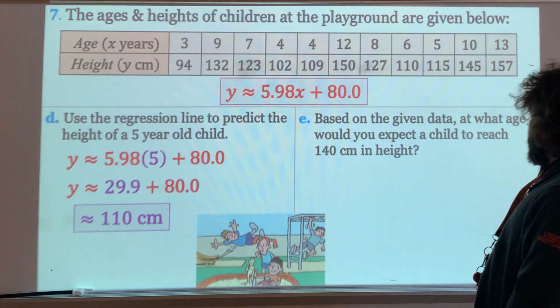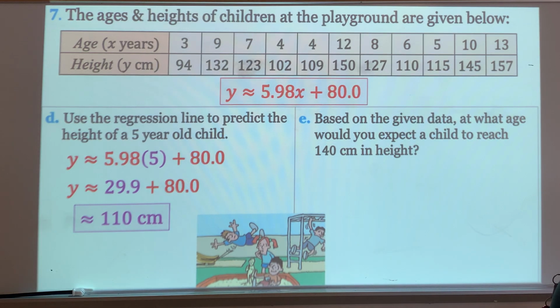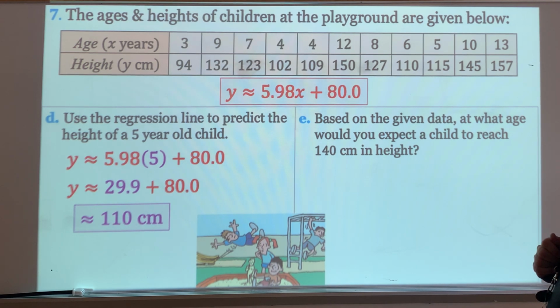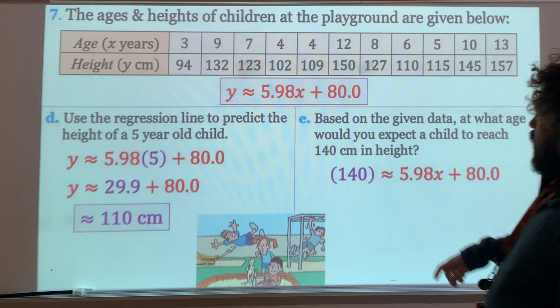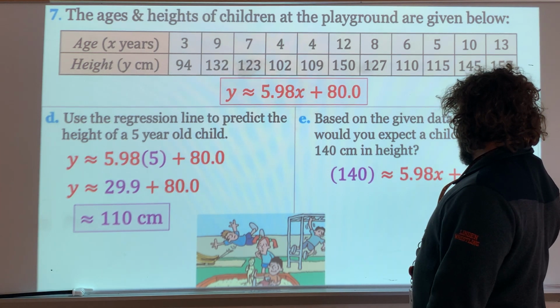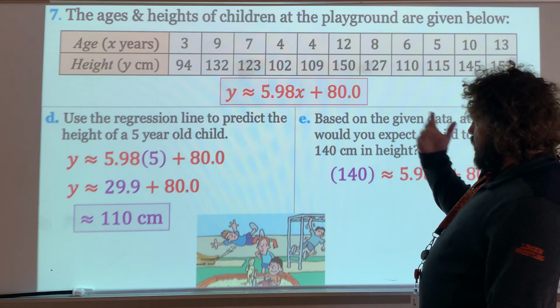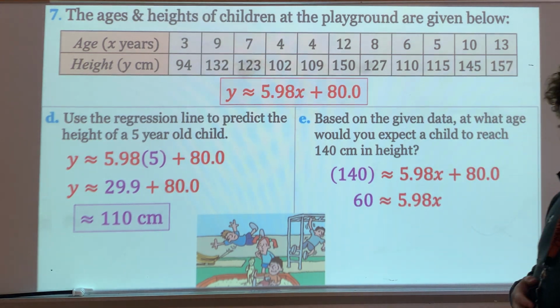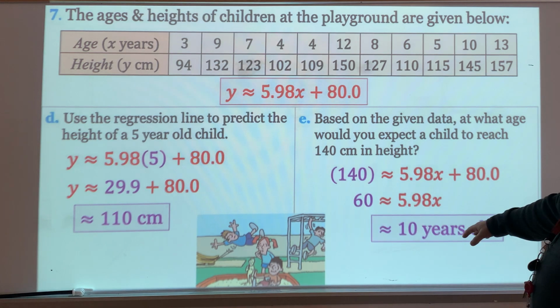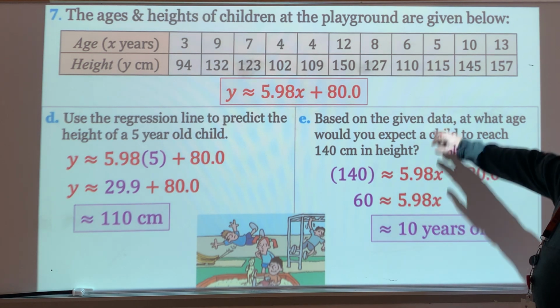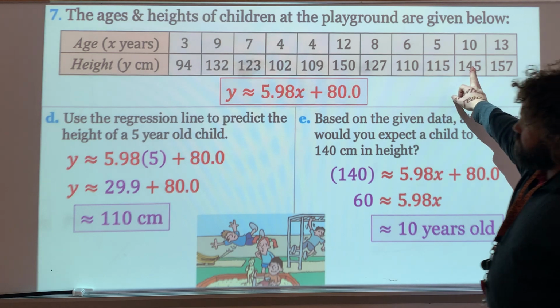Based on the given data, what age would you expect them to reach 140 centimeters in height? All right. 140 is approximately 5.98x plus 80. Subtract the 80 from both sides. Divide by 5.98. Approximately 10 years old. Let's see, 140, 10. That's about right. Looks pretty good.